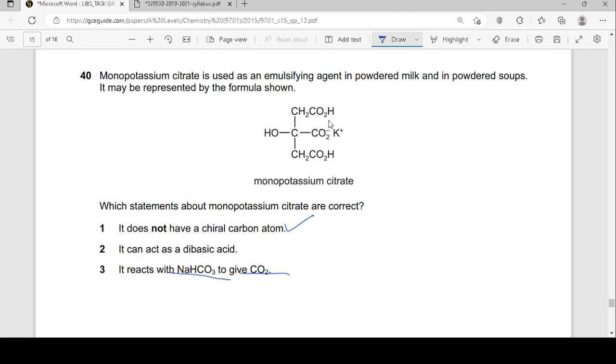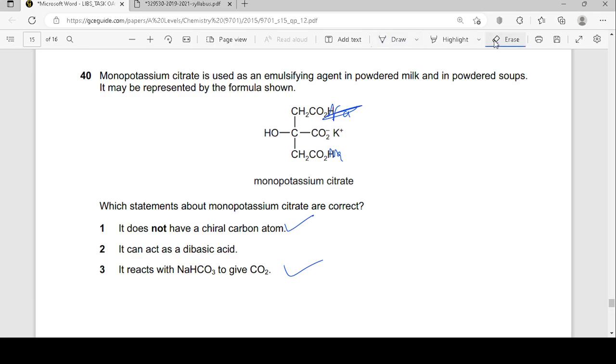It will, because you know it has COOH, and those give the usual reactions of acids, because the carboxylic acid gives all the reactions of acids, right? So this is the base hydrogen carbonate, so it gives you CO2. Yes, it will react. So it reacts with NaHCO3 to give CO2, definitely. Right, so you get COO minus over here and over here.